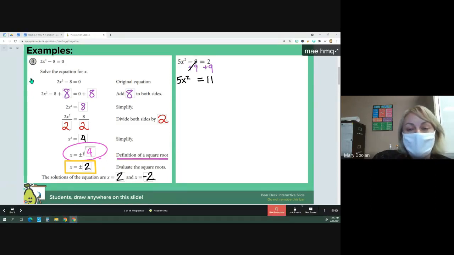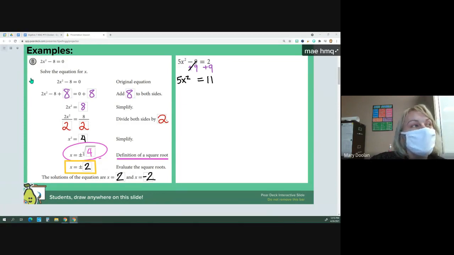And so 5x squared means 5 and x squared are being multiplied. So I'm still trying to get the variable by itself. So I'm going to do the opposite of multiplying by 5, which is to divide by 5. And if I divide by 5 on the left, I better divide by 5 on the right. 5 divided by 5 is just 1. So I'm left with x squared equals 11/5.